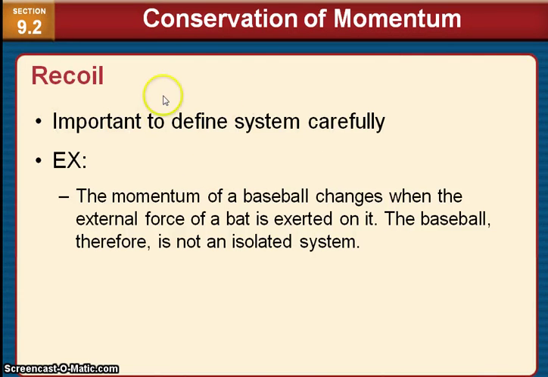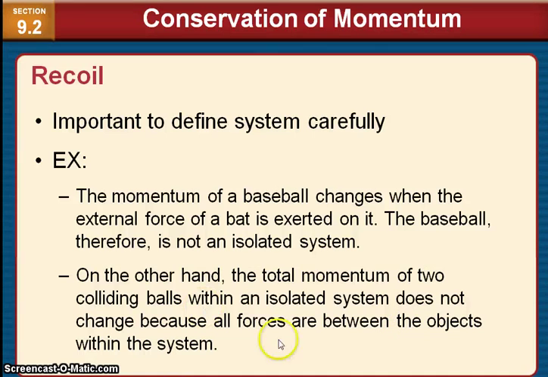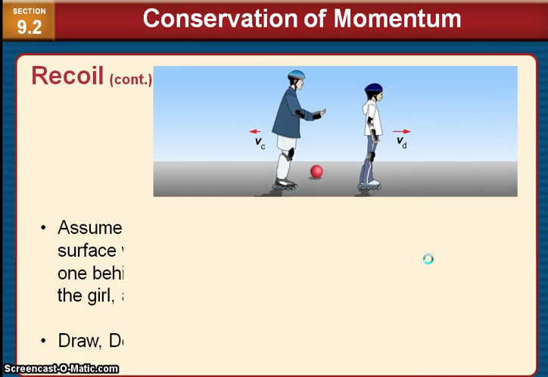So when you're doing recoil, it's important to first of all define the system carefully. For example, the momentum of the baseball changes when the external force of the bat is exerted on it. The baseball is therefore not an isolated system, but we can make it an isolated system if we combine those two things. An easier way is to look at the total momentum of two colliding balls within an isolated system. It does not change because all the forces within the system are equal. So first of all, you need to identify your system carefully.